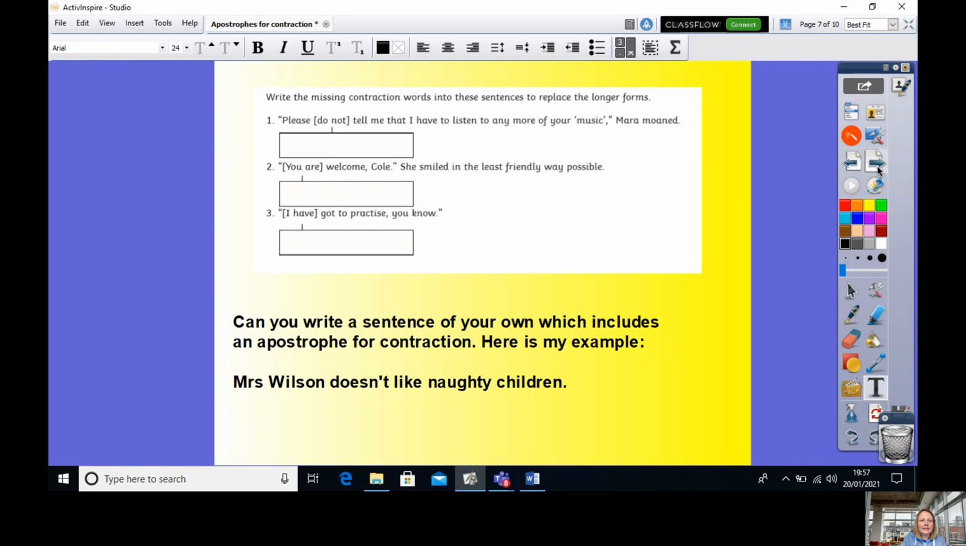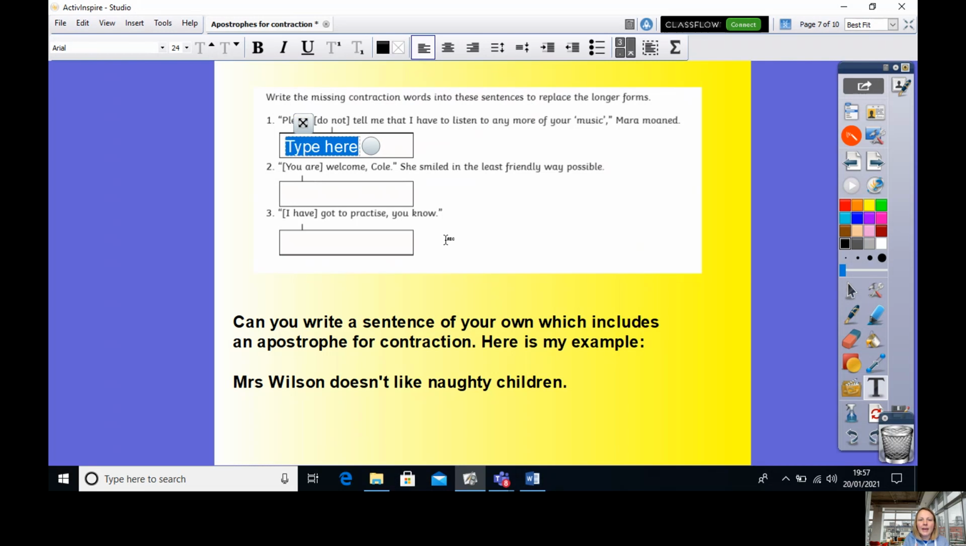Okay, welcome back. Your next activity is to write the missing contraction words into these sentences to replace the longer form. So it tells you where you need to replace. So, "Please do not tell me that I have to listen to any more of your music," Mara moaned. So we're looking at do not. What word will you put in there?